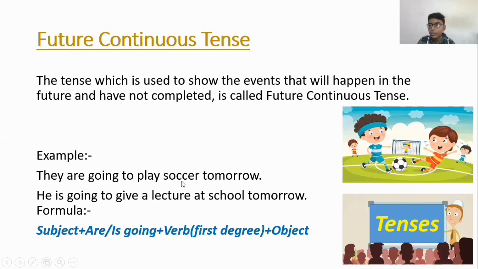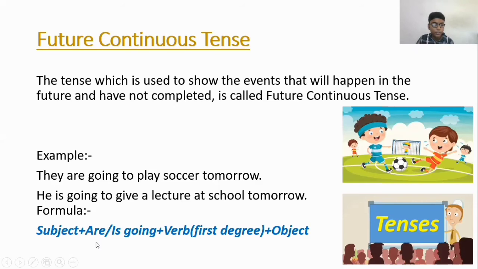So now here, as you can see, the helping verb is changed. In the simple future tense, we were using will, but here we are going to use "are going." They are going to play soccer tomorrow. Subject: they; verb, first form: are going to play; object: tomorrow.